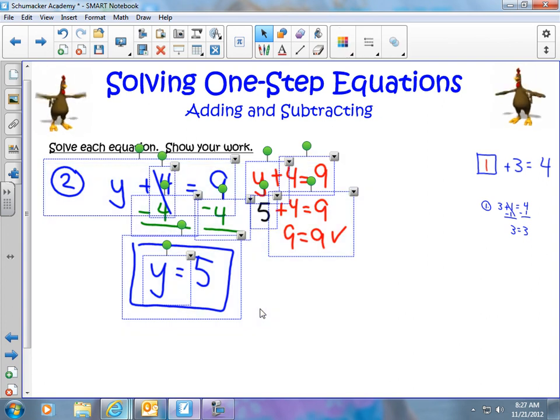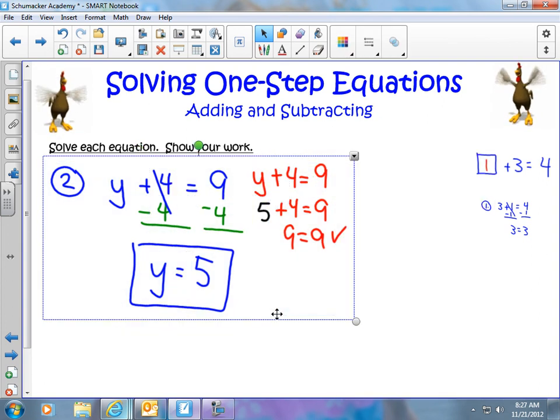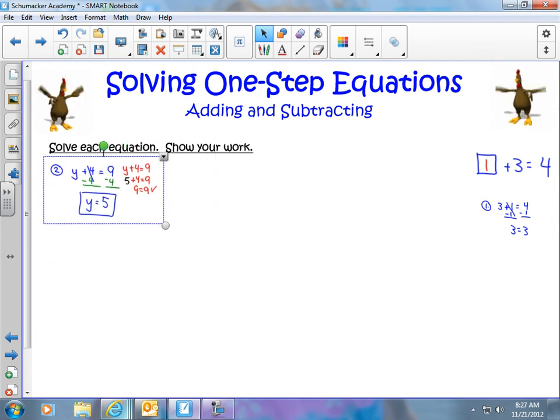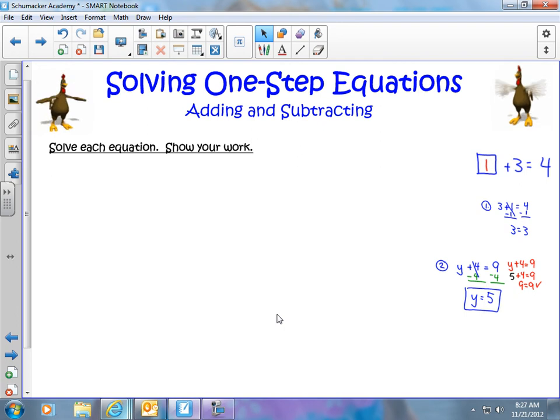Now, I know this is one extra step you have to do. But when you're wanting to make sure that your answer is correct and that you're doing it the right way, it's a minor sacrifice to make sure that you're doing things the right way.